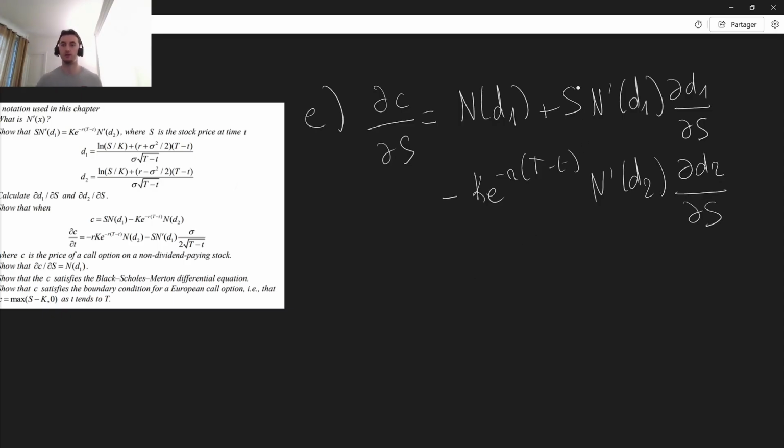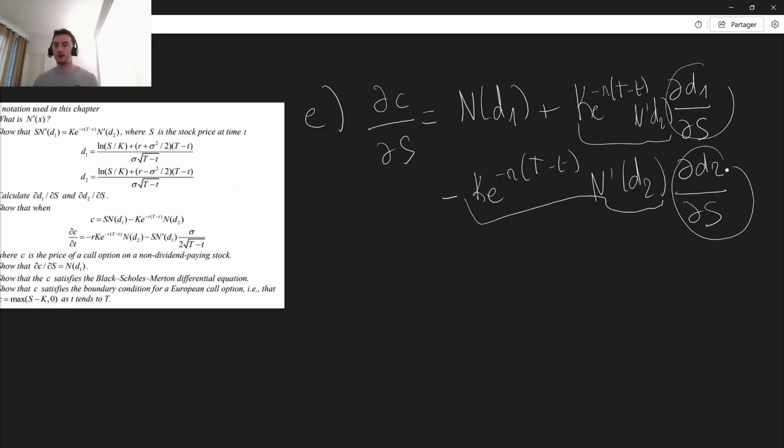And here we are going to use exactly here question B again. So I can already erase it to not write too much and write the K exponential of minus r (T minus t) N prime of d2. And here you will see that these are the exact same factor terms, and these two are the exact same value also. So it's very simple. All of this gets cancelled. And so in the end, the result is indeed N of d1.